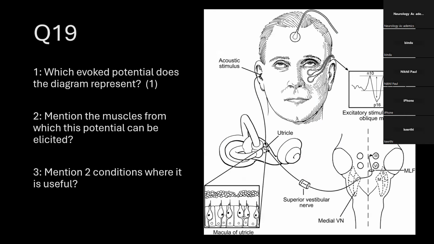Next question. Which evoked potential does the diagram represent? Mention the muscles from which this potential can be elicited.